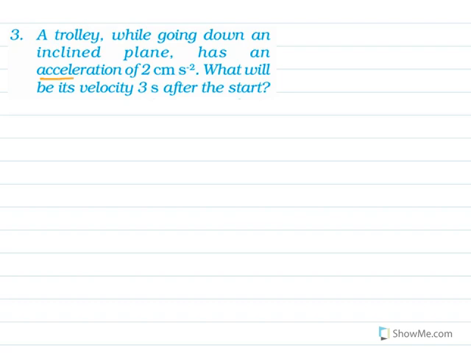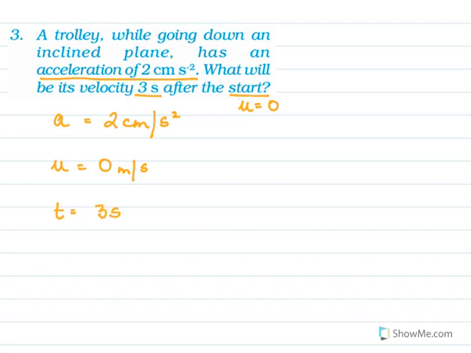A trolley while going down an inclined plane has an acceleration of 2 centimeter per second square. So acceleration 2 centimeter per second square. What will be its velocity 3 seconds after the start? Start means u equal to 0. So we have u equal to 0 meter per second because it is starting, and we have the time as 3 seconds. This is quite simple.